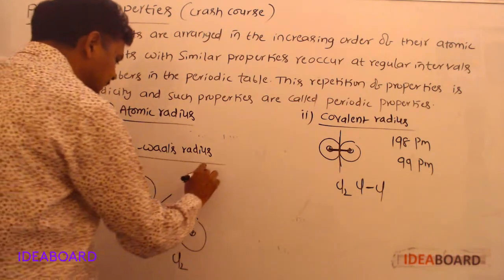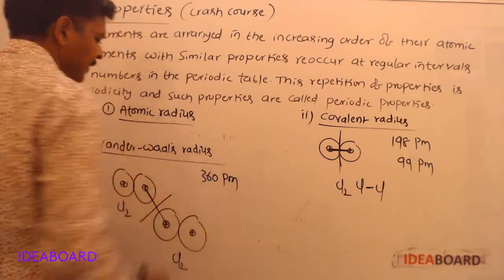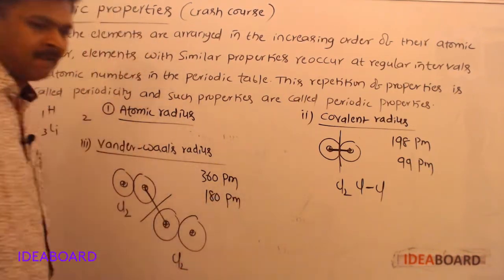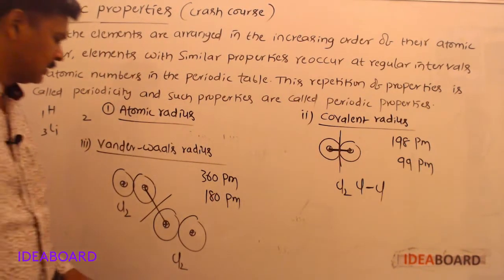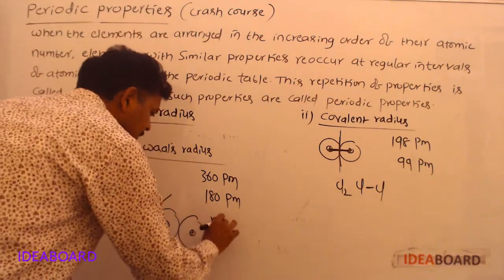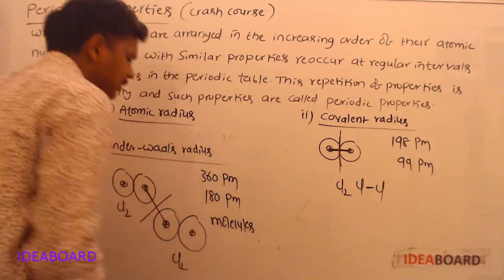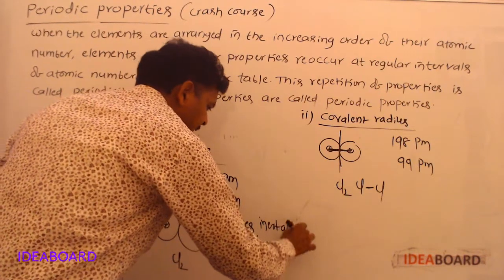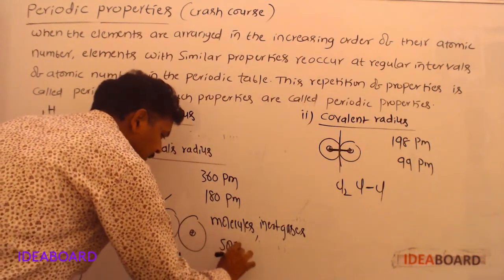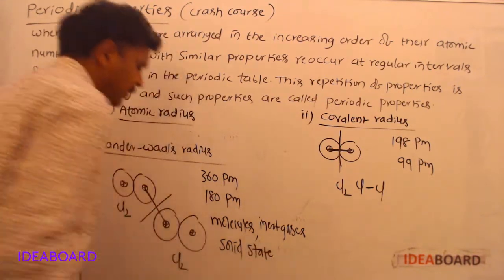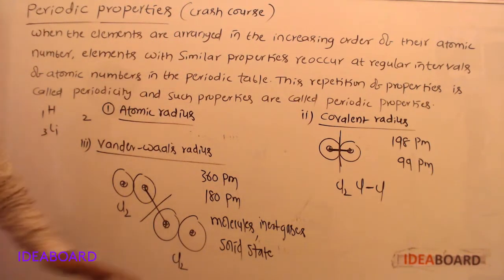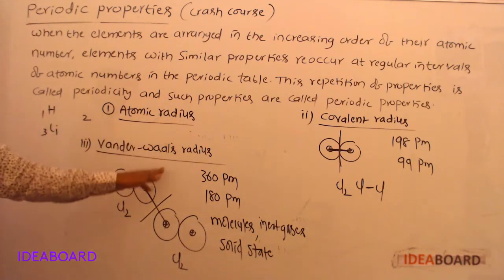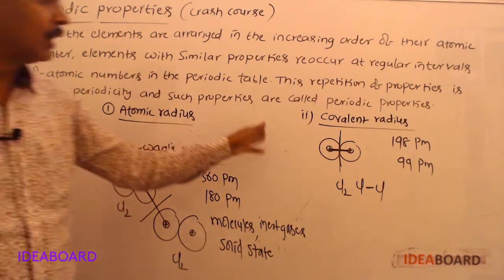Here this internuclear distance is 360 picometers. Then van der Waals radius is half of this, that is 180 picometers. This van der Waals radius is used for molecules and for inert gases in their solid state only. This is important point. This van der Waals radius is greater than metallic radius and covalent radius.